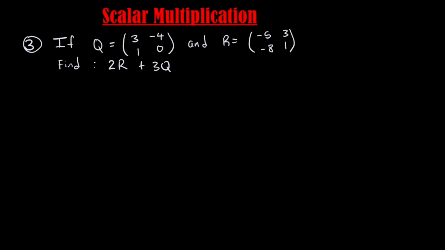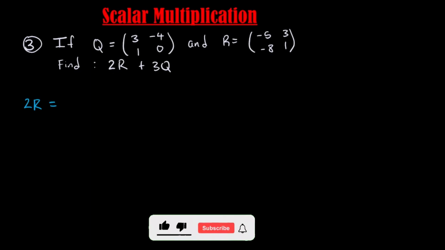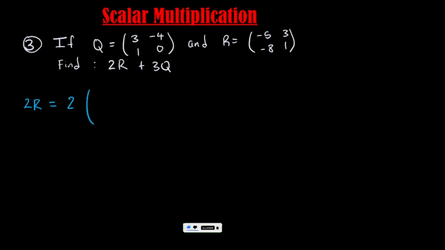So let's go ahead and find out first what is 2r. So 2r is just multiplying 2 by our matrix, which is -5, -8, 3, and 1. So that will give us 2 times -5 is -10, 2 times -8 is -16, 2 times 3 is 6, and 2 ones are 2.